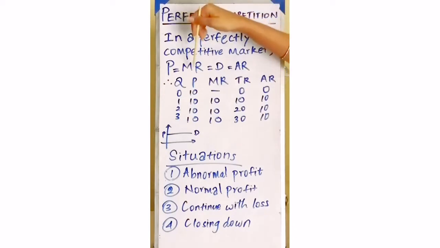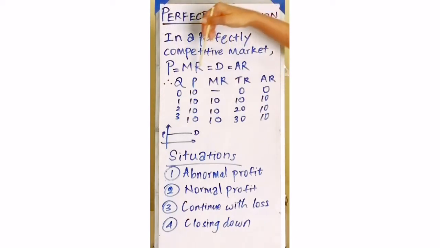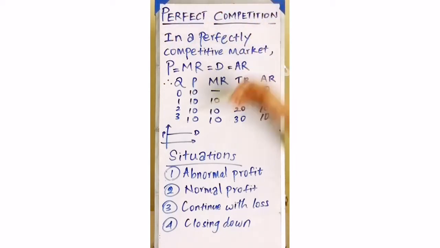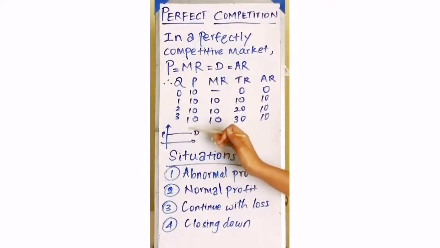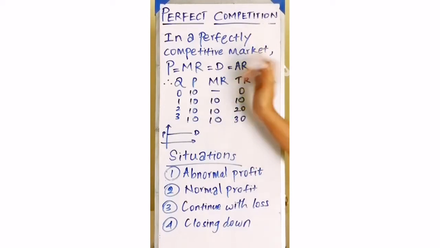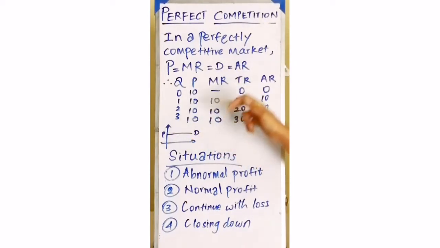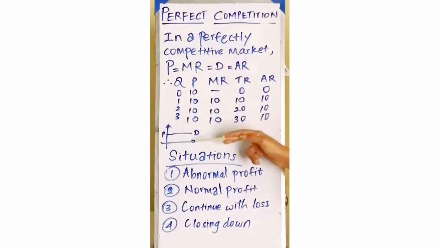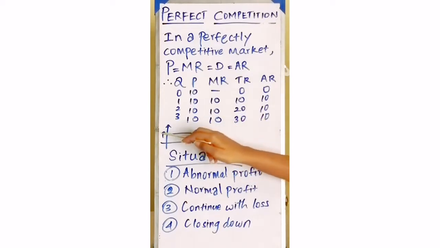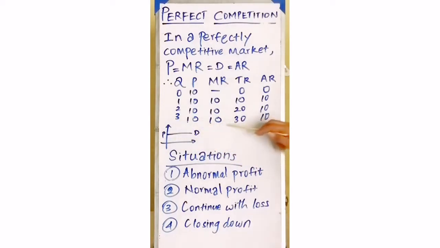And how we could say that price is equal to demand, because we found that price is equal to MR and AR. But how price is equal to demand is that here we see the demand curve of a perfectly competitive firm is horizontal, perfectly elastic. So at that point, the demand is going to be horizontal and therefore price is going to be the same as the demand curve. This is how price is equal to MR is equal to D is equal to AR.